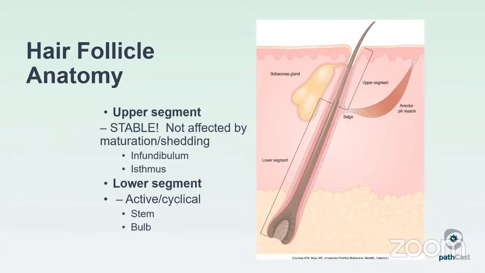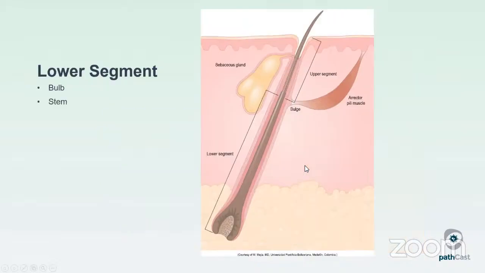Hair follicle anatomy: the most important thing in knowing how to interpret the horizontal sections is knowing what level of the follicle you're in. So the hair follicle is anatomically and functionally divided into two distinct segments. There's an upper segment and a lower segment. The upper segment consists of the infundibulum and the isthmus and is non-cycling. It is stable. So this part does not change with the hair cycle. The lower segment is active and cyclical. So you're going to have your different phases occurring here: anagen, catagen, telogen. And then the lower segment, we have our stems and our bulbs.